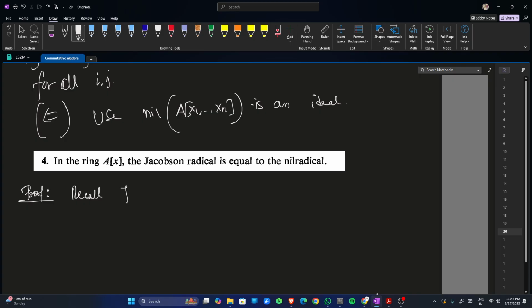Recall, Jac(A), the Jacobson radical of A is denoted, recall.